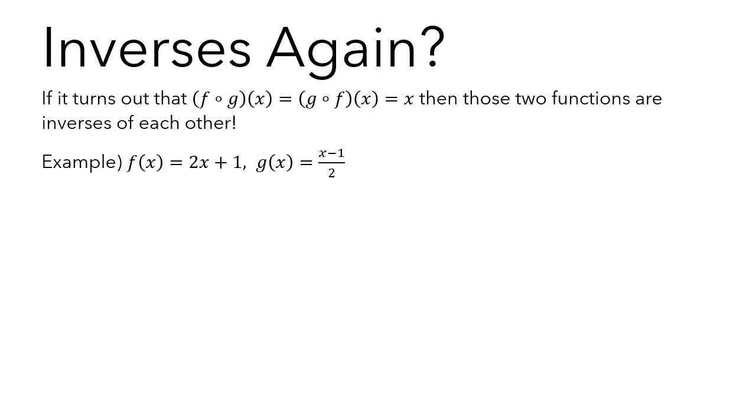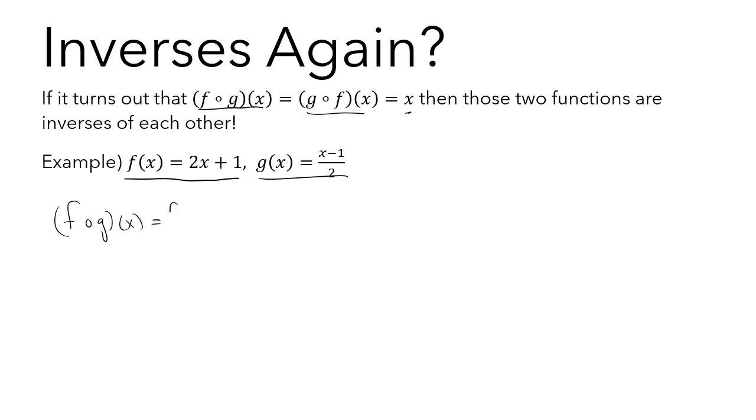So it turns out that if you find the composition f of g of x and it happens to equal g of f of x and they both equal just x by itself, then those two functions are inverses of each other. So let's prove it. We have a function here, f of x, and another function, g of x. Let's prove they're inverses. So first let's find f composed with g of x.